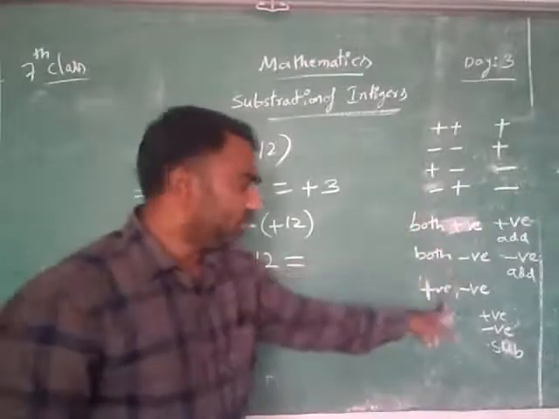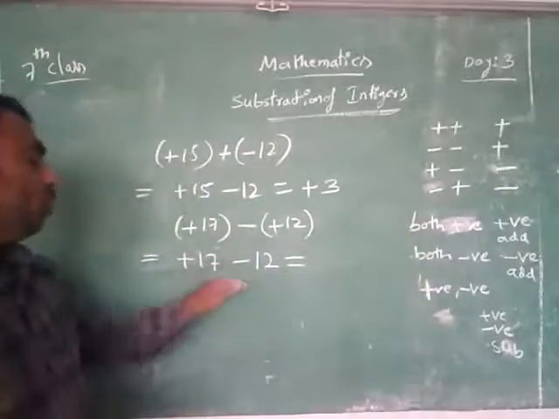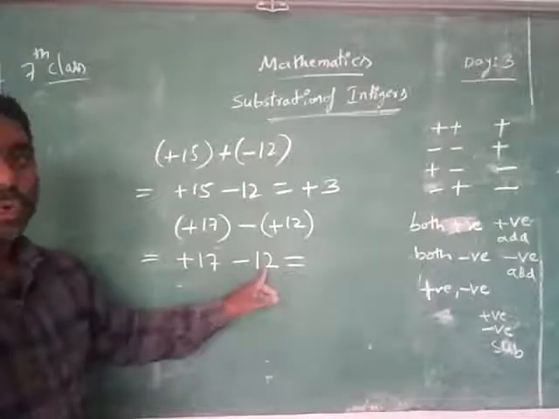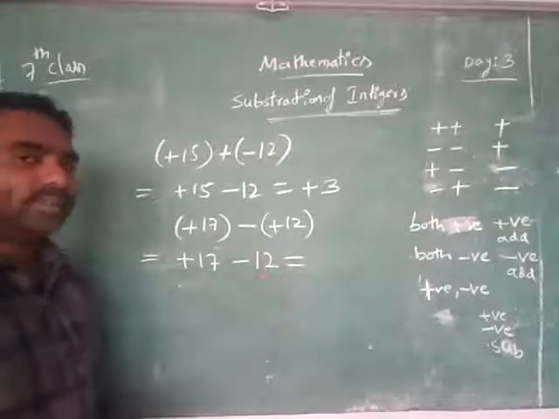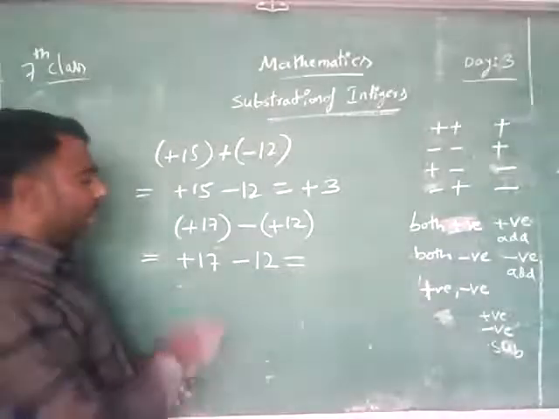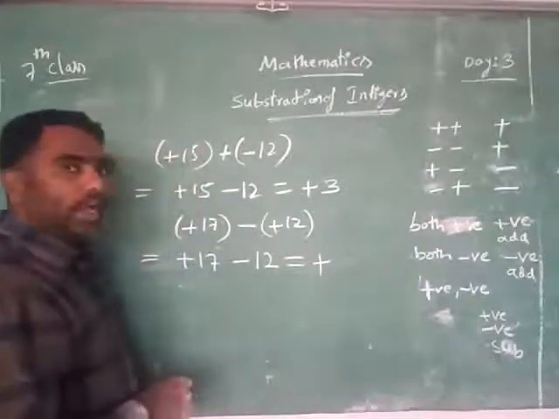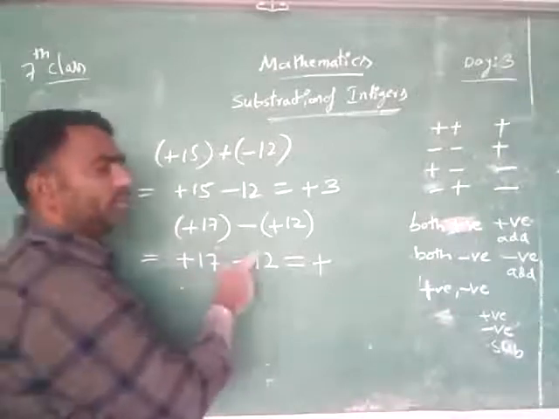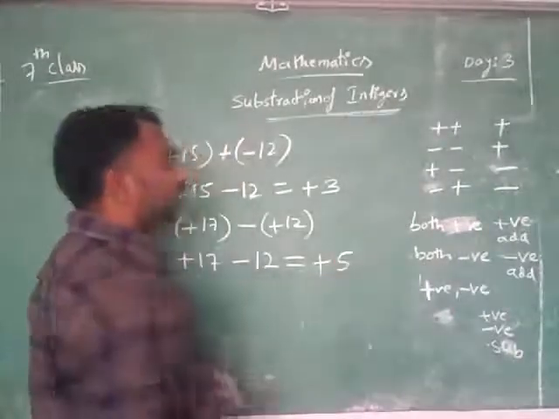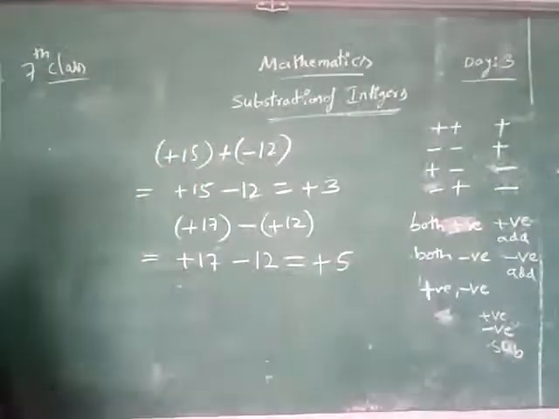This is the situation of third, because one is positive, one is negative. Then how do you get the answer? Which is bigger here? 17 is positive bigger. How do you get the answer? By subtraction. 17 and 12, you will get 5.